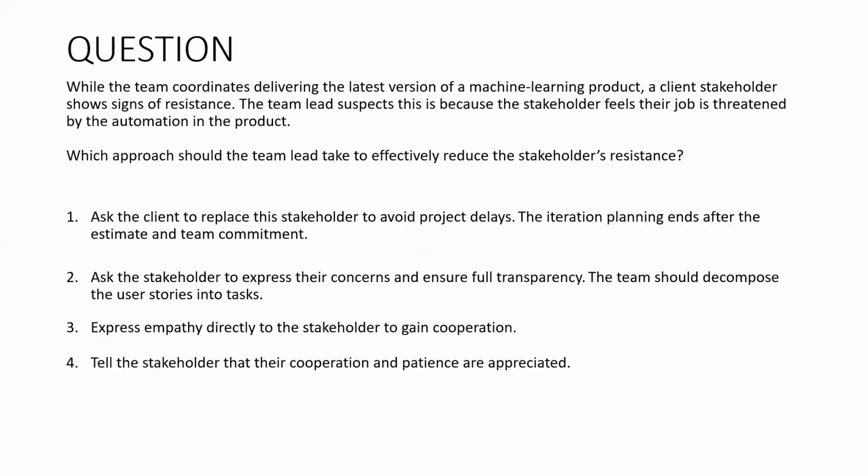Okay, the next question. While the team coordinates delivering the latest version of a machine learning product, a client stakeholder shows signs of resistance. When I read this word, it means it is related to a stakeholder question. The team lead suspects this is because the stakeholder feels their job is threatened by the automation in the product. Which approach should the team lead take to effectively reduce the stakeholder resistance?